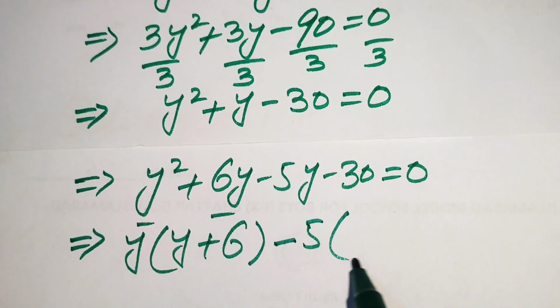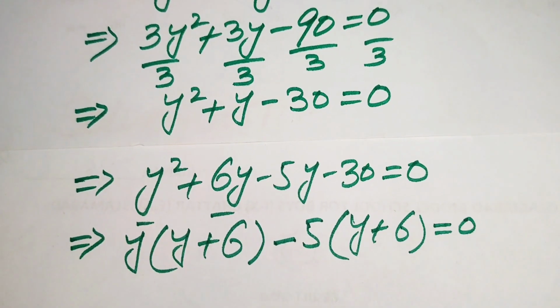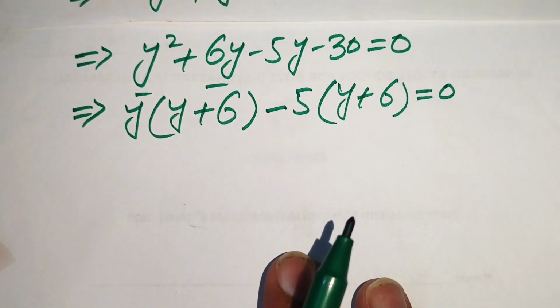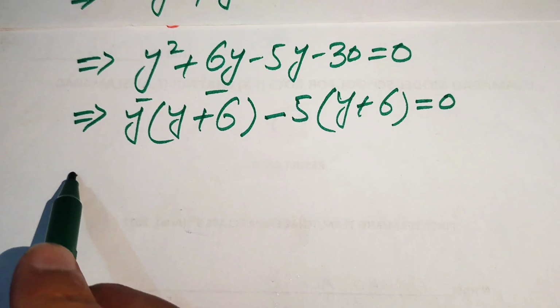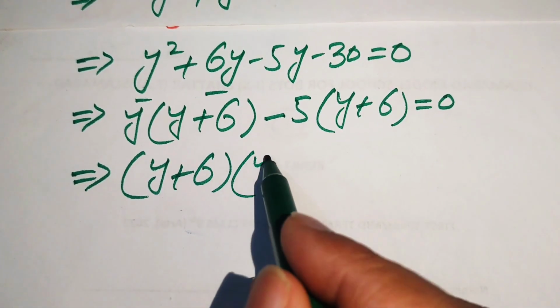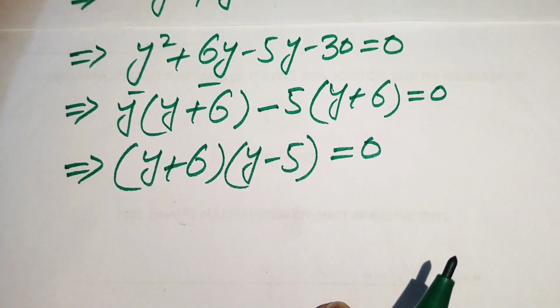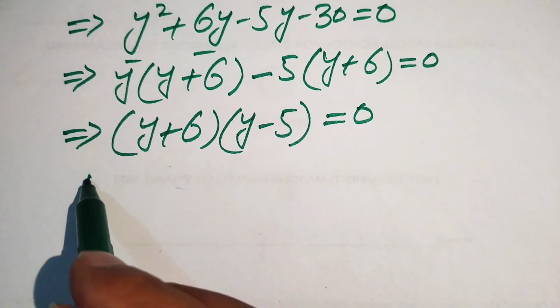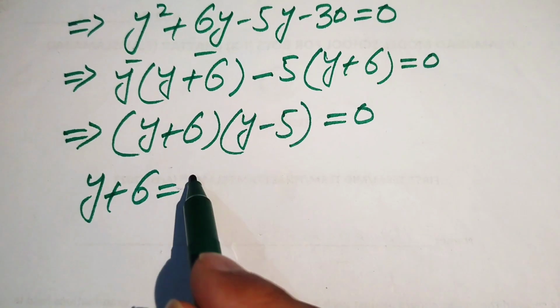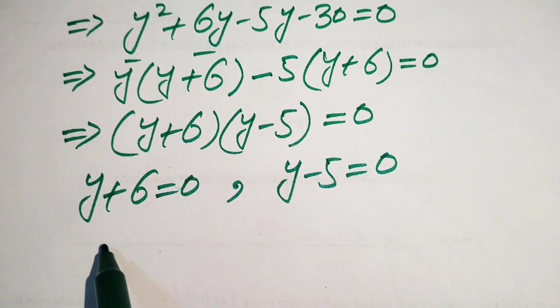Here we take common minus 5 and we get y plus 6 equals to 0. And now in the next step you see that we have y plus 6 as the common factor, so we take it common and we get y minus 5 equals to 0. So here we have two cases. The first case is we take y plus 6 equals to 0, and the second case is we take y minus 5 equals to 0.